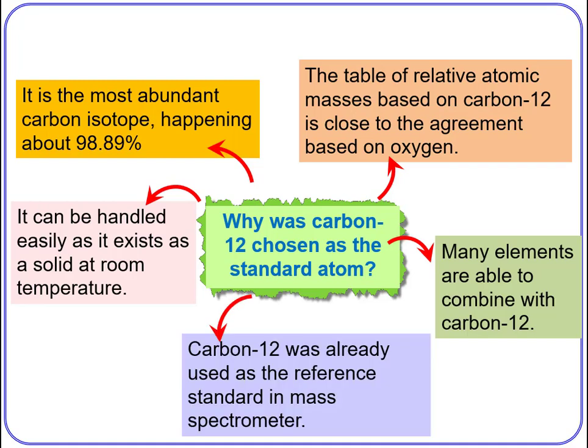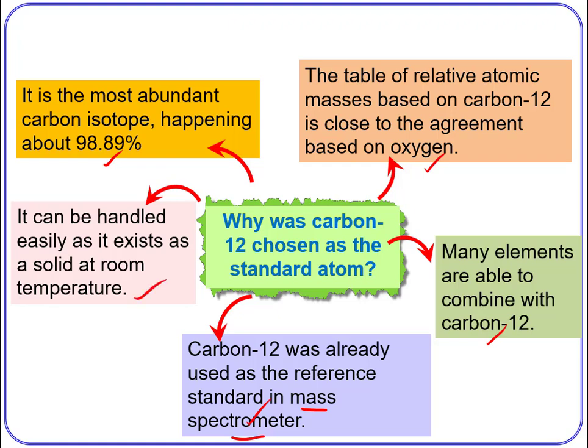Because it is the most abundant carbon isotope, at about 98.89 percent, or almost 100. The table of relative atomic masses based on carbon-12 is close to the agreement based on oxygen. Many elements are able to combine with carbon-12. Carbon-12 was already used as a reference standard in mass spectrometer. Nanti kita akan tengok what is mass spectrometer, and it can also be handled easily as it exists as a solid at room temperature.